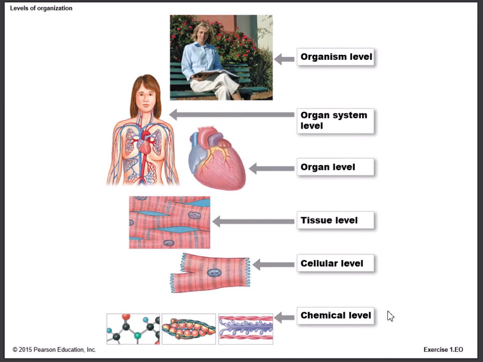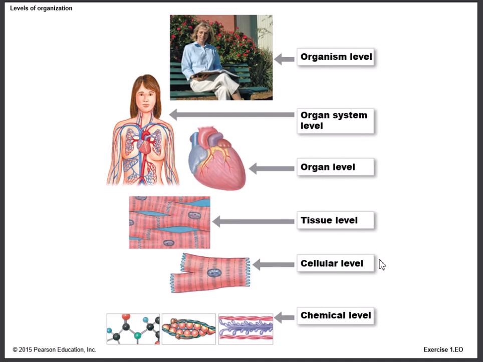Now, if we take all the chemicals of the body and we put them together, that's going to form the next level of organization up, known as the cellular level. Right? The cell is going to be the basic unit of the organism. Here the cell happens to be a heart cell that they're showing you in this image, formed by the different chemicals.